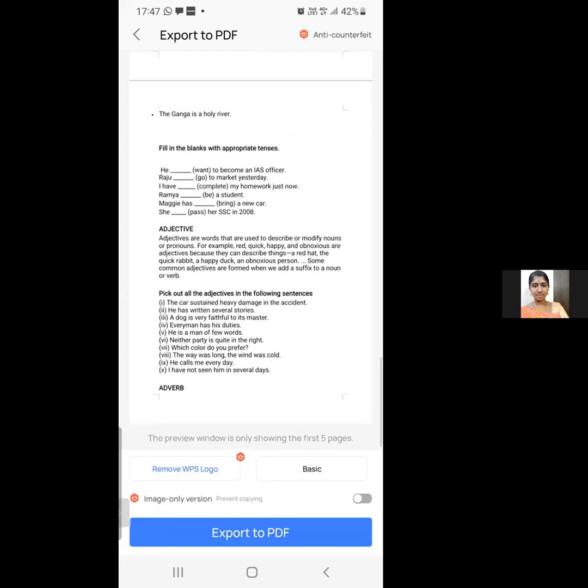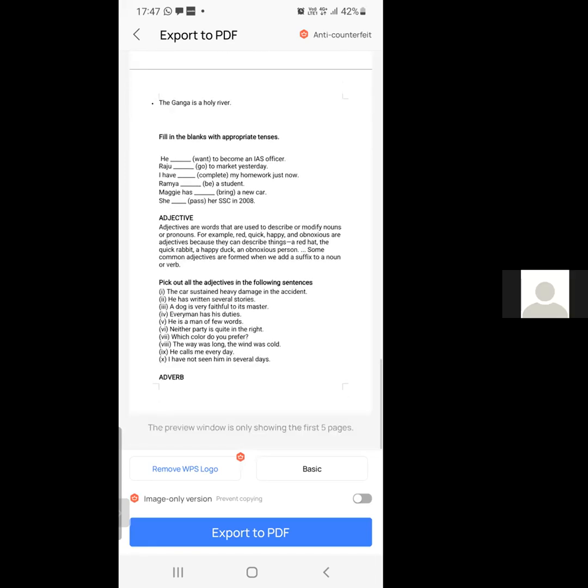We already discussed a lot about adjectives. So what is an adjective? It describes the noun, noun or pronoun. I'll tell you the sentence. You pick up the adjectives in the sentence. The car sustained heavy damage in the accident. Heavy. So how did you identify that is the adjective? It describes the noun.